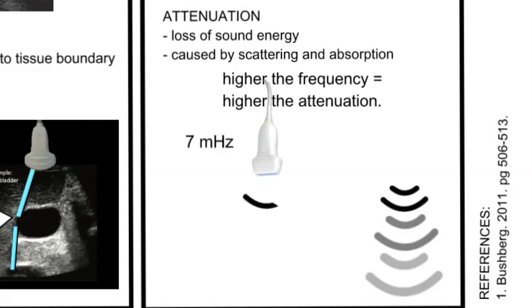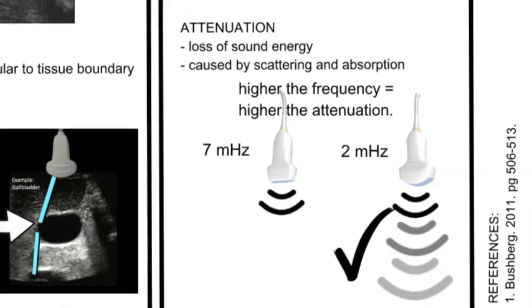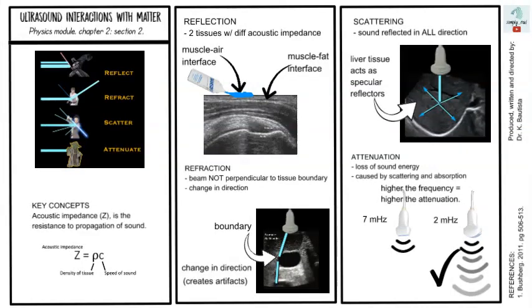In other words, a 7 MHz linear transducer will have 7 times the amount of attenuation compared to a 1 MHz beam. A 2 MHz curvilinear transducer will only have 2 times the amount of attenuation compared to a 1 MHz beam. So which probe will we use if we need to visualize structures of greater depth? Yes, a curvilinear transducer. That concludes this section on the ultrasound interaction with matter. When ultrasound contacts tissues, it can be reflected, refracted, scattered, or attenuated.